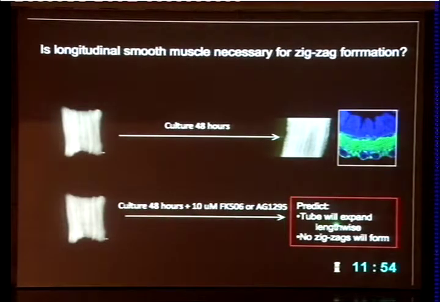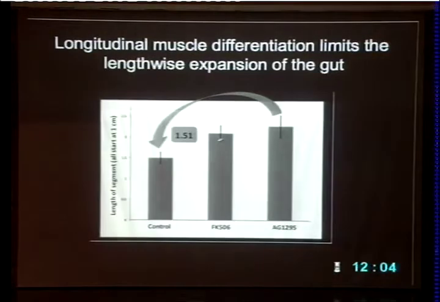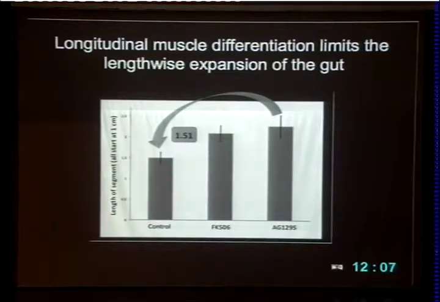And the prediction would be, now the tube's going to expand longitudinally because you're no longer getting the second layer of muscles that prevent that expansion, and you'll fail to get zigzags. And indeed, you get an expansion longitudinally. So if you start with something that's 1 centimeter long, when you culture it, the control becomes 1.5 after 2 days, whereas these become 2 centimeters long.